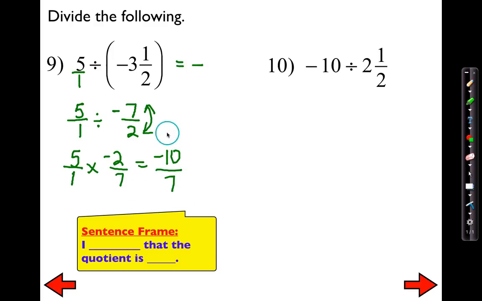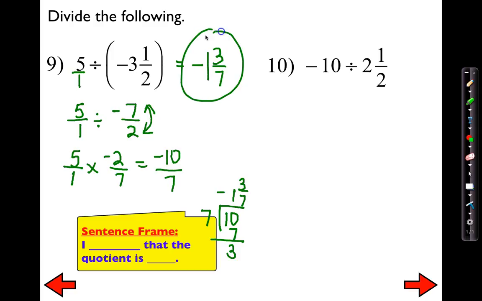So notice here you can kind of keep track of the negative this way if you'd like. I'm going to go ahead and turn this into a mixed number. A -10 divided by a 7 is going to be a negative. This goes in once with a remainder of 3. So -1 3/7. Now it's totally up to you if you want to determine the sign right away or if you want to work with it throughout the entire problem.